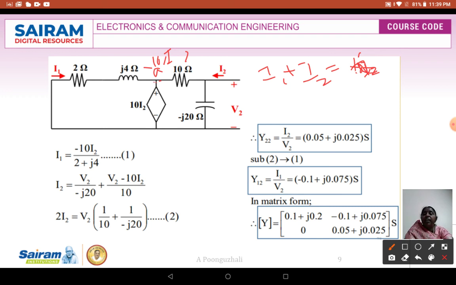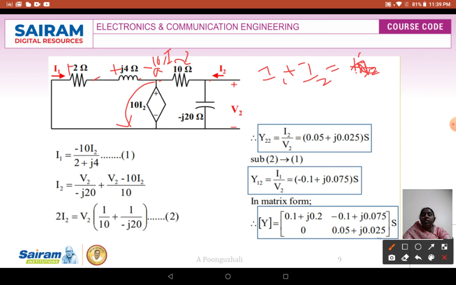See, if I write my KVL nodal equation here, it is your 10 I2 minus your current. Current is entering like this. This is plus, this is minus, this is plus, this is minus. So it will be in the reverse direction. So I1 is equivalent to minus 10 I2 divided by 2 plus j4. I2 is equivalent to V2 by, if I apply this here, V2 by minus j20. Here V2 minus 10 I2 divided by 10.